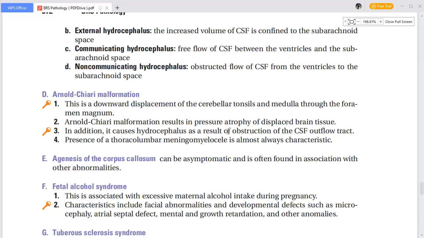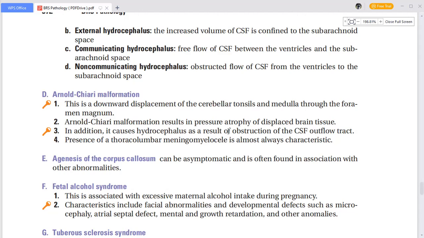So now there is that herniation. If there is that herniation, it will compress on that foramen, and hence CSF will be blocked from coming out. That is going to lead to obstructive hydrocephalus, which is also called non-communicating hydrocephalus.